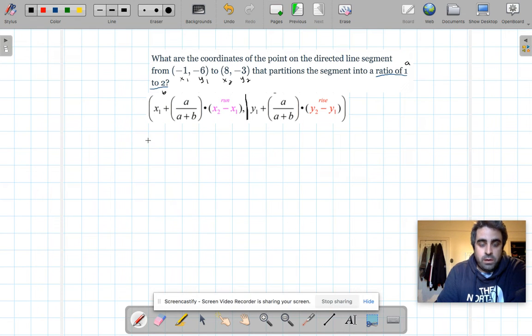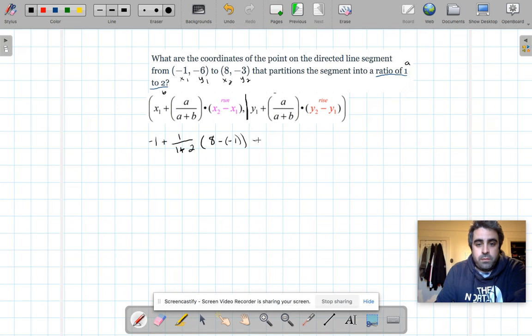So x1 is -1. A is 1. And again, A is 1. And B is 2. And so this is essentially the starting coordinate times the ratio. And then, the starting coordinate plus the ratio times the distance between x2 and x1. So we find that distance by subtracting. So 8 is x2 and x1 is -1 again.